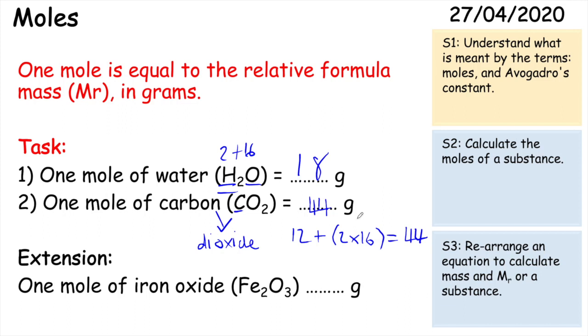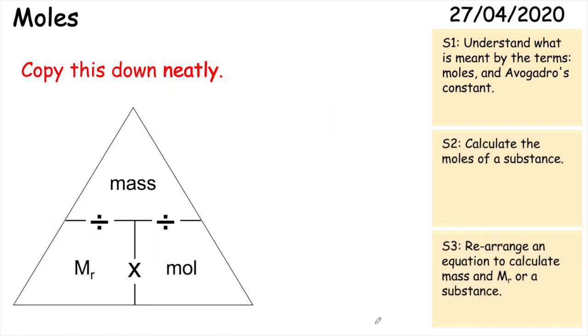Right, there's an extension at the bottom there for you to have a go at for iron oxide. I suggest you pause the video, get yourself a periodic table and have a go, and I'll reveal the answer afterwards. Right, so 2 irons, 3 oxygens, that should come out at 160. 56 for each of the irons and 16 for each of the oxygens. Let's have a go at the next one.